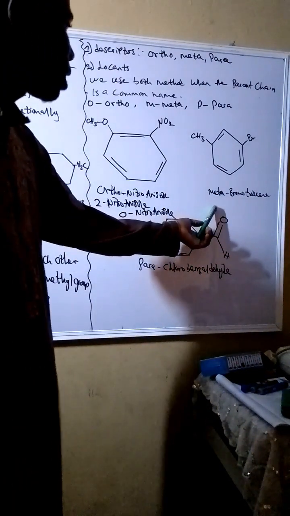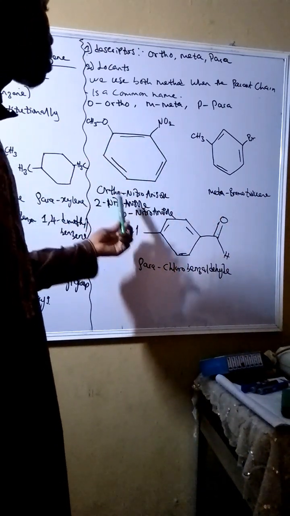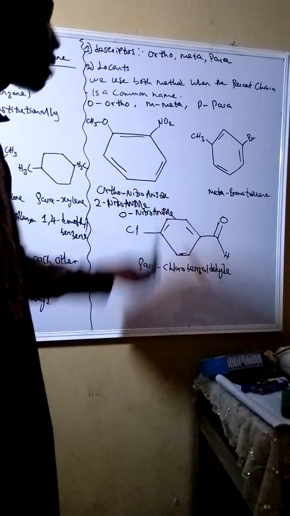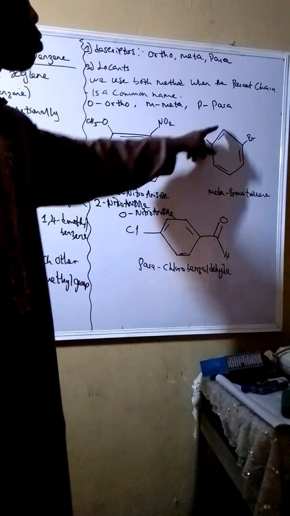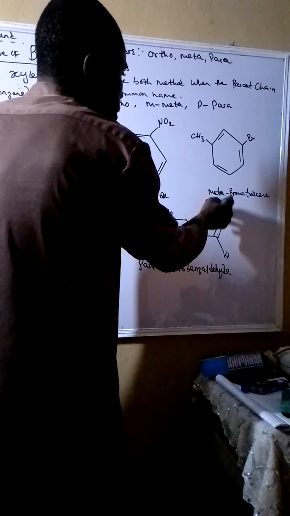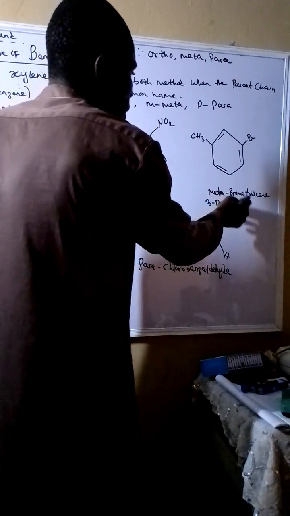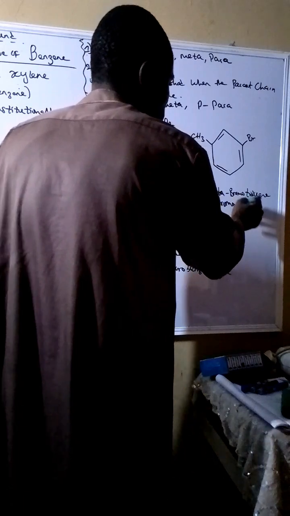So look at the other one now. We have meta. This is from 1 to 3, literally. But we know this is the base structure which we call toluene. So from there you count 1, 2, 3. You have 3 there, which is bromine. So you have 3-bromo. What are we going to write there? 3-bromo what? You have toluene.